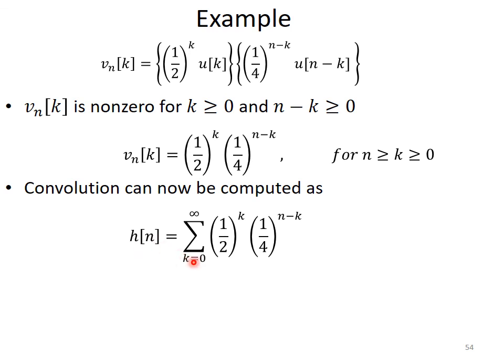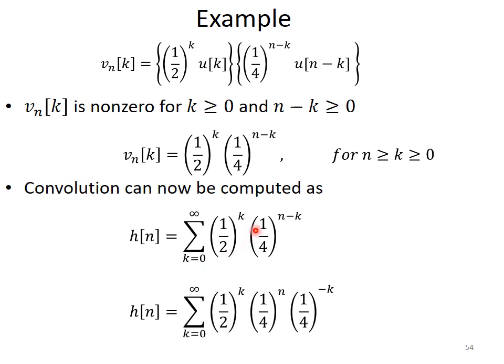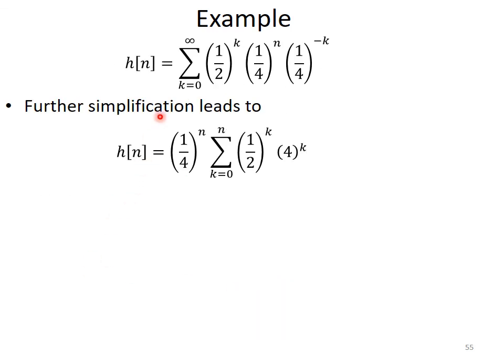So simply we can rewrite this function in this form. Now the convolution sum can be written as h of n equal to the summation for k equal to 0 to infinity, not from minus infinity to infinity, but from 0 to infinity, of 1 upon 2 power k and 1 upon 4 power n minus k. Simplifying it further, we can take 1 upon 4 power n out of the summation, and you will get 1 upon 4 power n and summation of k equal to 0 to n of 2 power k.